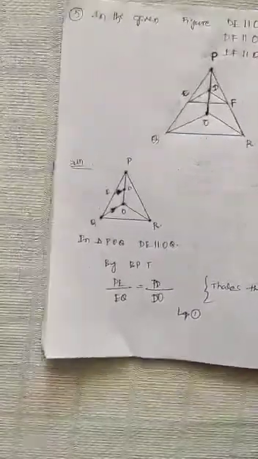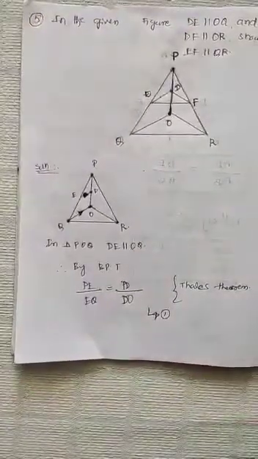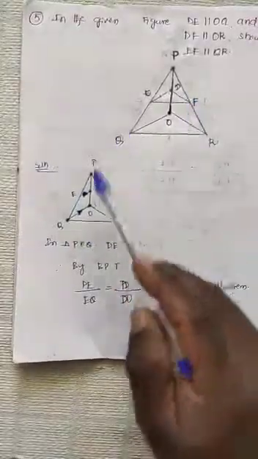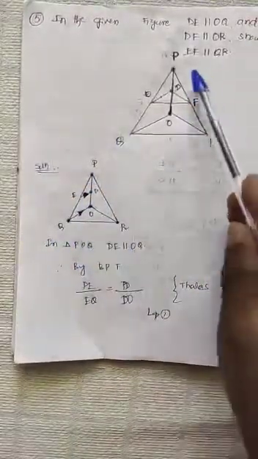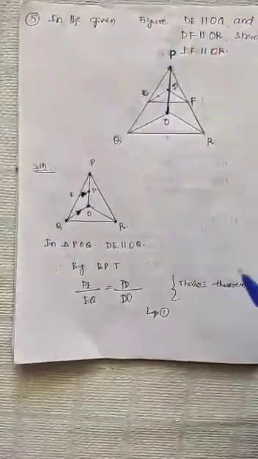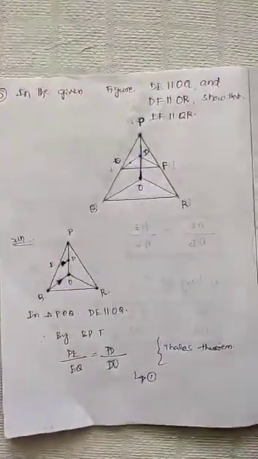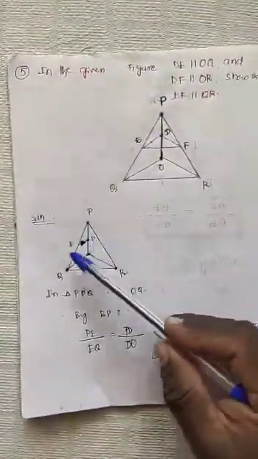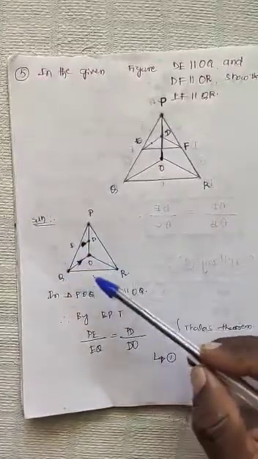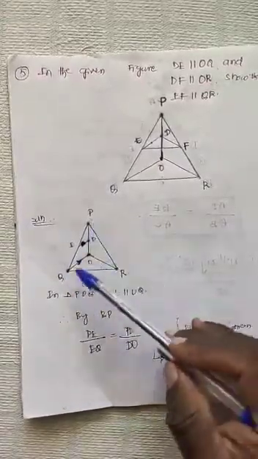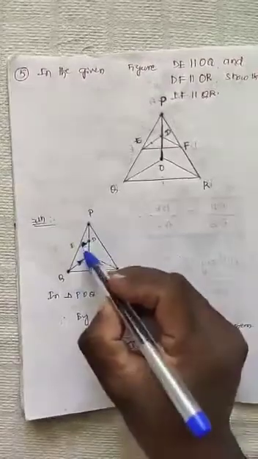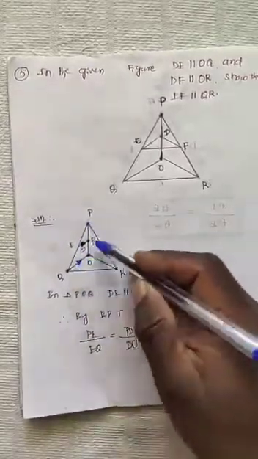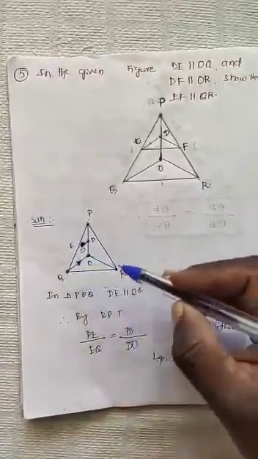That is the given data, right? So the triangle can be redrawn like this: this is PQR, the parent triangle. According to the first condition, DE is parallel to OQ. Hence in triangle POQ, this is the first triangle, right? In triangle POQ, DE is parallel to OQ.